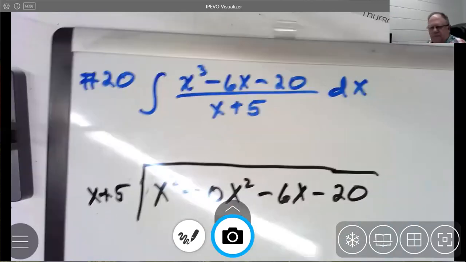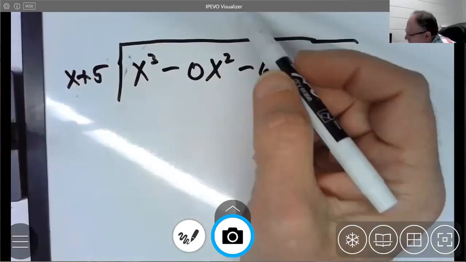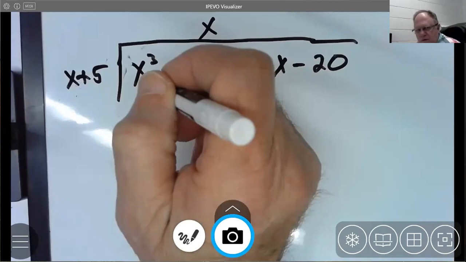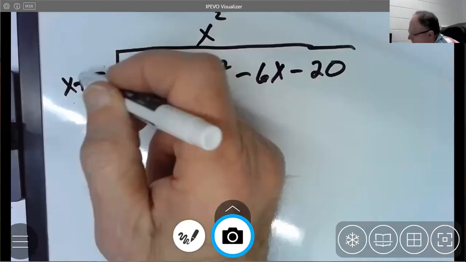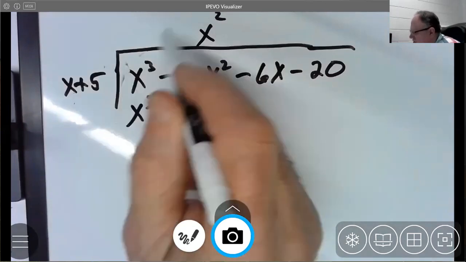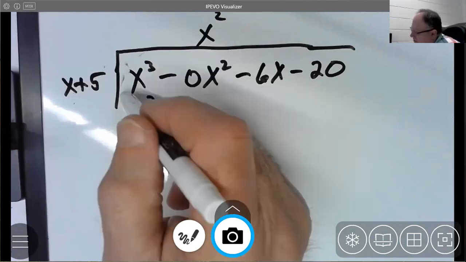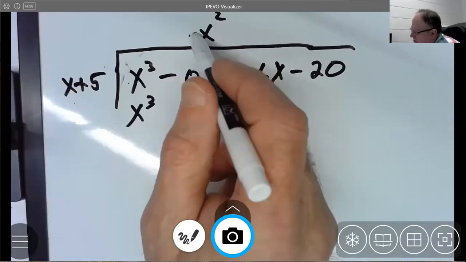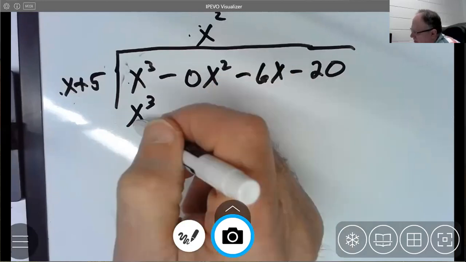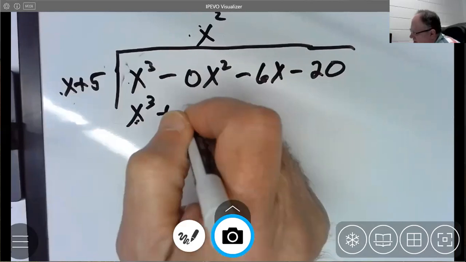All right, so what we want to do here is multiply something times x to give us x cubed. Well, we can multiply x squared times x, and that'll give us x cubed. And another thing is, if the sign is positive, our quotient's going to be positive. If the sign's negative, then our quotient's going to be negative. So this is positive, so our quotient's going to start off positive. So this is x squared. So x squared times x is x cubed, and x squared times 5 is plus 5x squared.